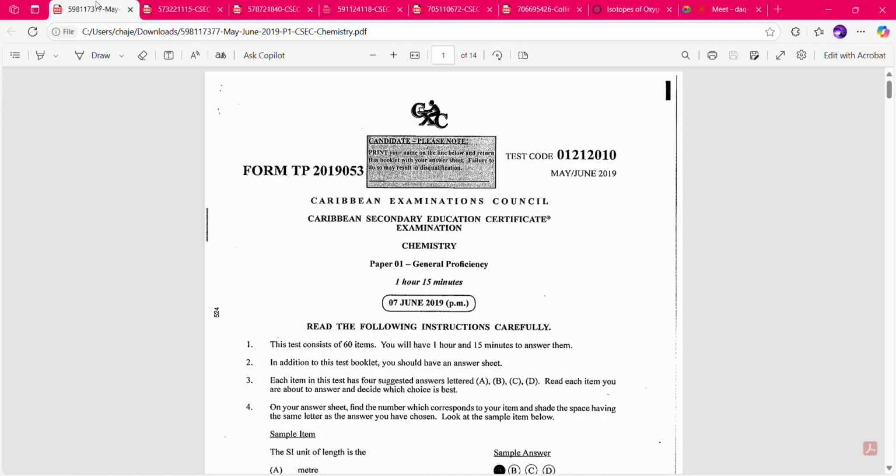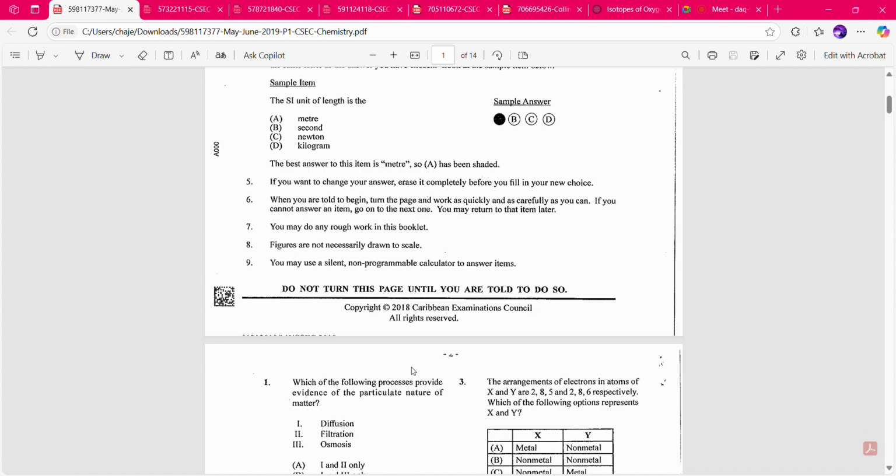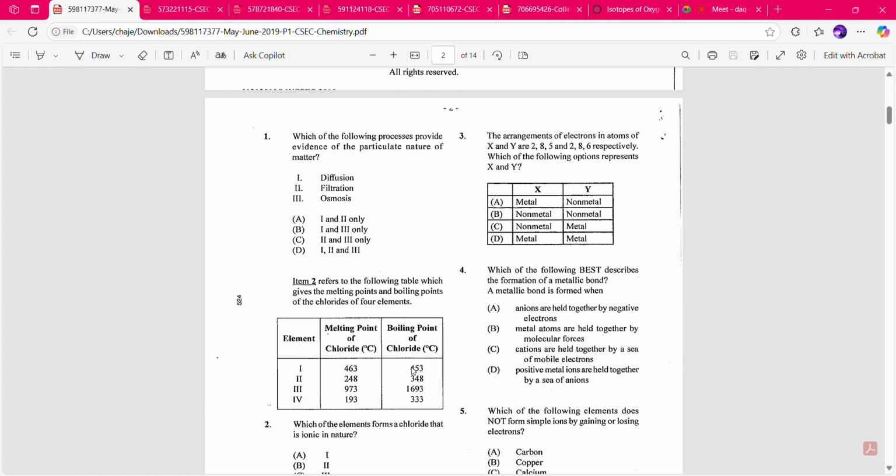Now I'm going to start with 2019. It says it's 1 hour and 50 minutes. I'm going to try to see how quickly I can do it and also explain all the answers to the best of my ability.